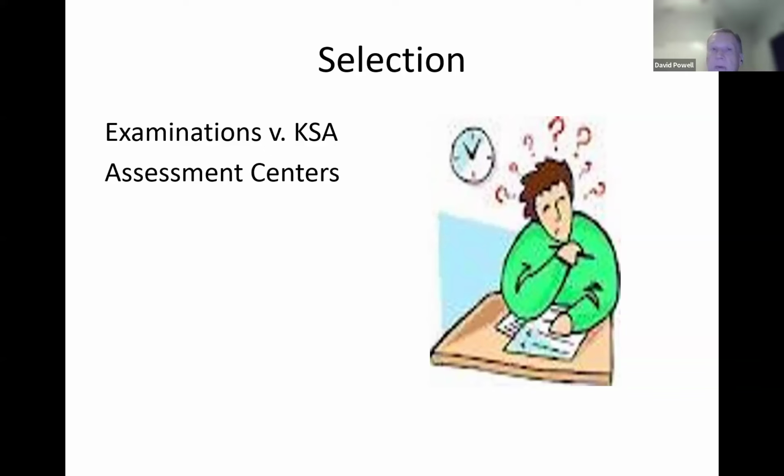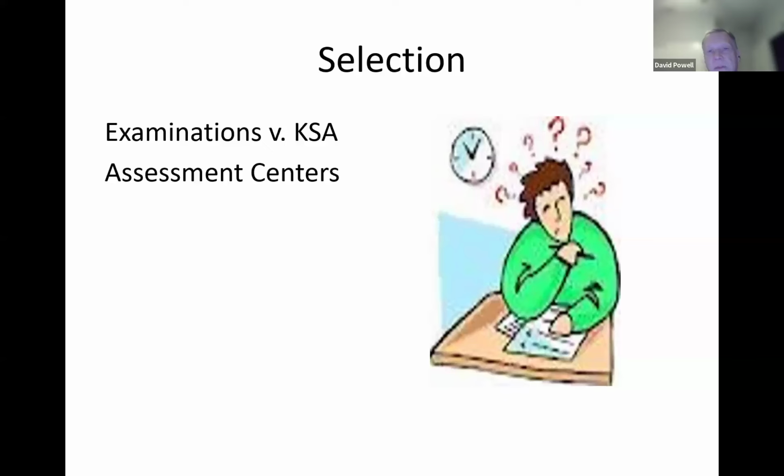Where you will see job examinations still used will be for positions that have very specialized skills. So if you have some type of a computer scientist position that requires advanced coding knowledge, you may still apply an examination for that type of position. But for more generalist types of positions, it's a much more holistic review of knowledge, skills, and abilities.